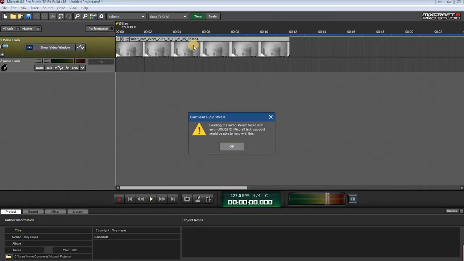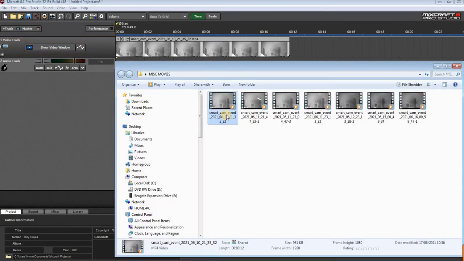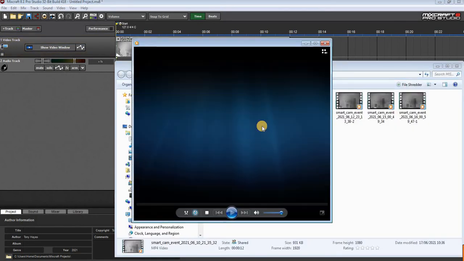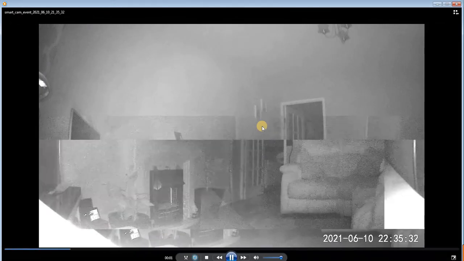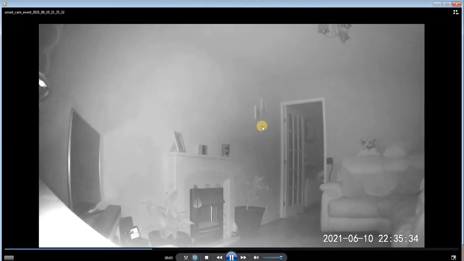When you load it, the video goes in, and there's an error code. There's something wrong with the audio. I'm not sure with that one. So let's take a look at it in media player. See what the problem is. Right.